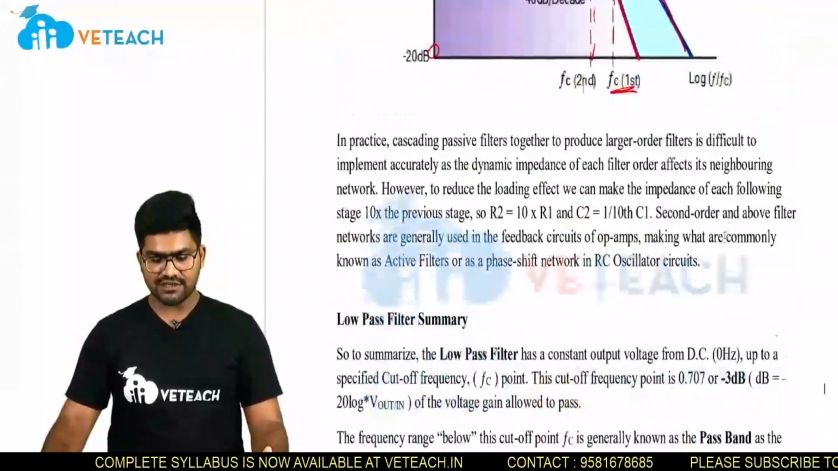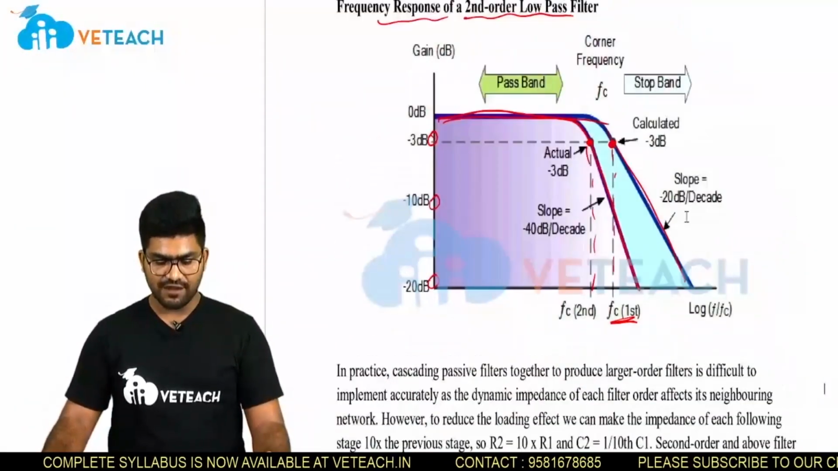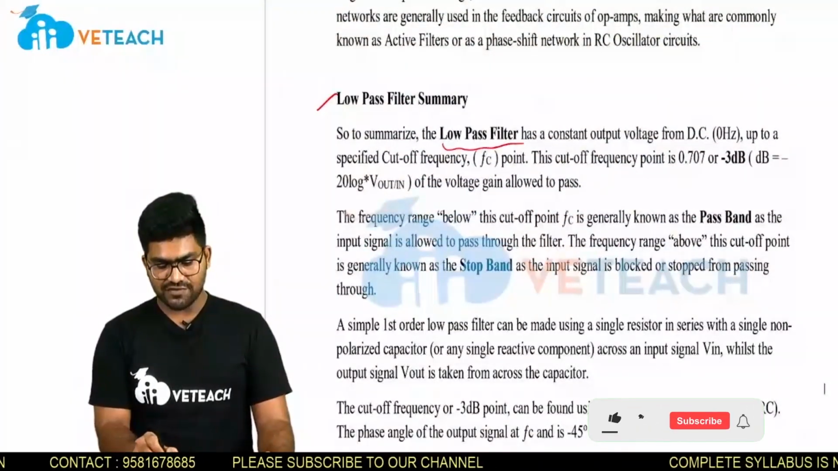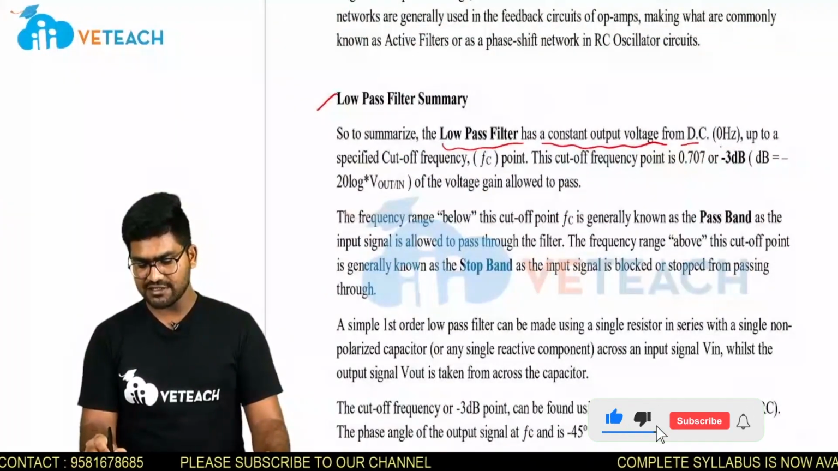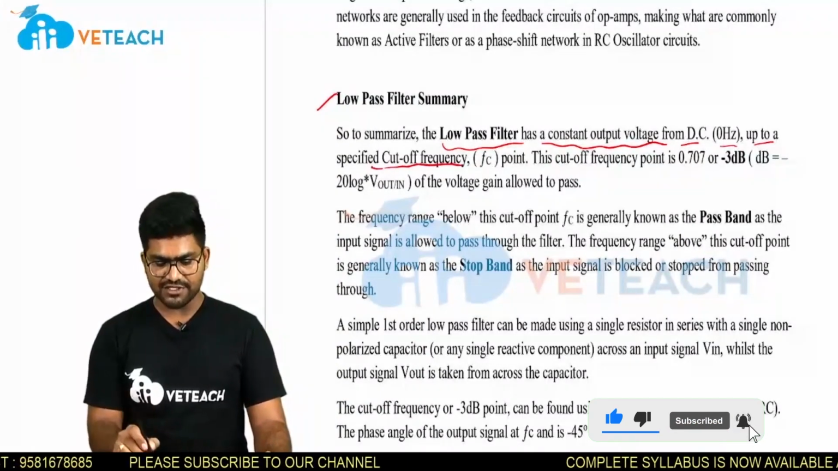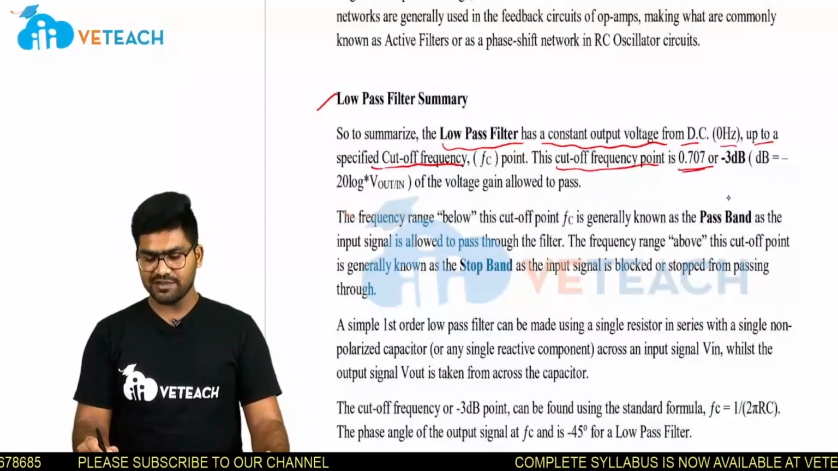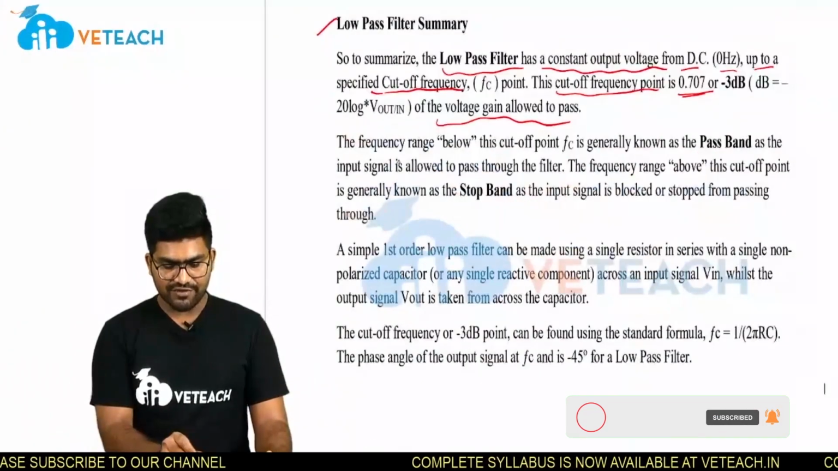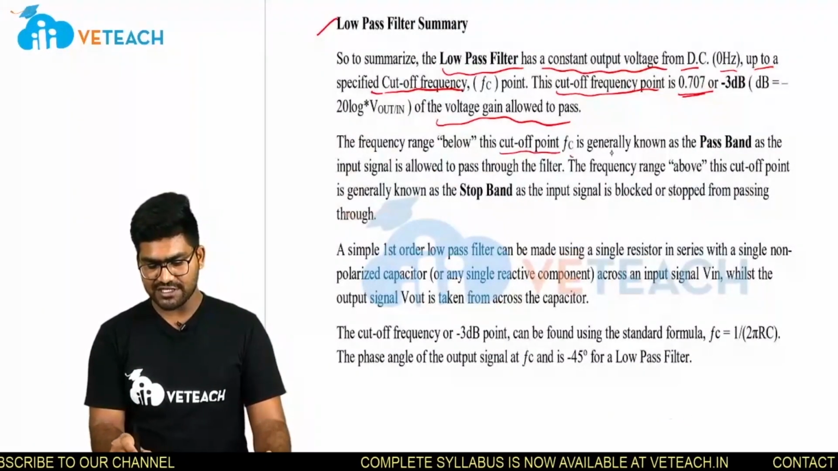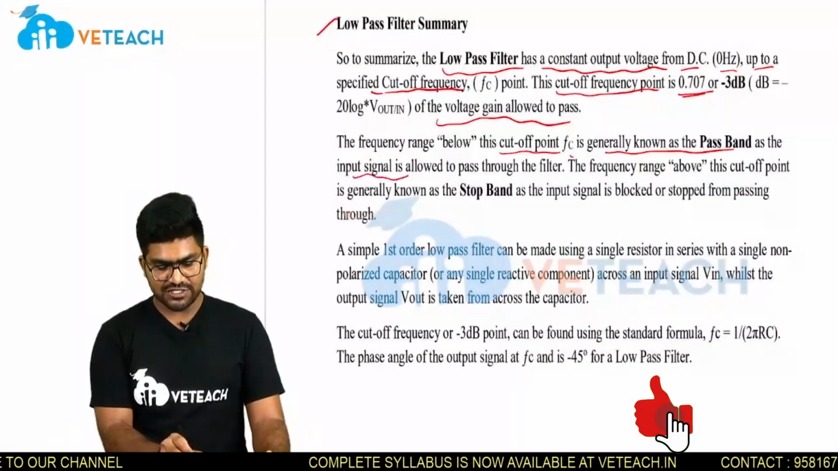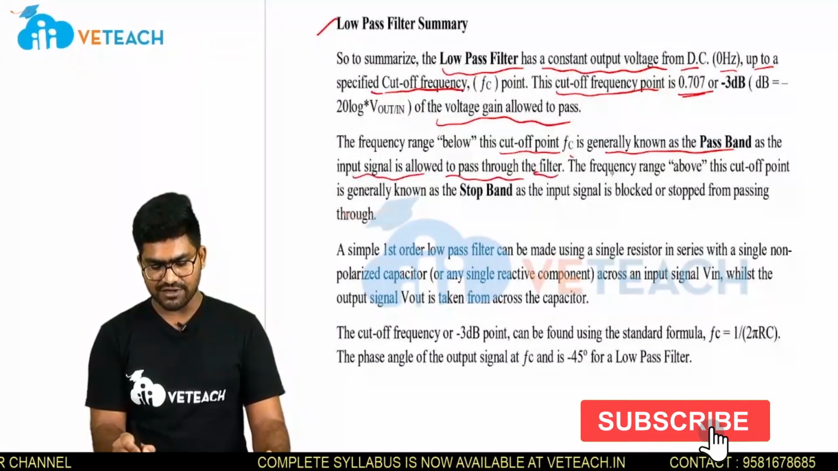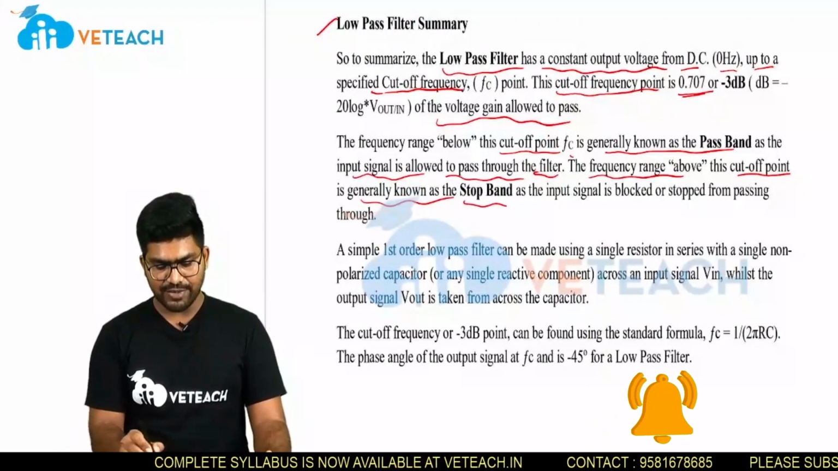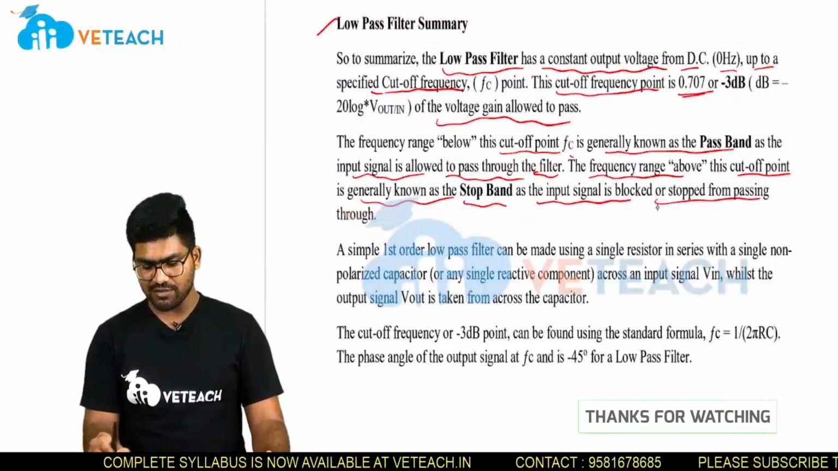Okay, so this is all about the low pass filter of first order and second order. Now if I see the summary, the low pass filter has a constant output voltage from DC, 0 Hz, up to a specified cutoff frequency point. This cutoff frequency point is 70% or minus 3 dB of the voltage gain allowed to pass. Now the frequency range below this cutoff point Fc is generally known as the pass band, as the input signal is allowed to pass through the filter. The frequency range above this cutoff point is generally known as the stop band, as the input signal is blocked or stopped from passing through.